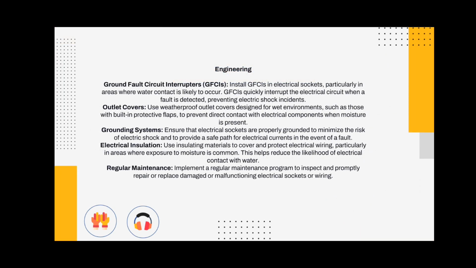On engineering measures, what we can do is a ground fault circuit interrupter (GFCI). Install GFCIs in electrical sockets, particularly in areas where water contact is likely to occur. GFCIs quickly interrupt the electrical circuit when a fault is detected, preventing electrical shock incidents. The second one is outlet covers, the third one is grounding system, and the fourth one is installation. And the last one is regular maintenance, which is to implement a regular maintenance program to inspect and promptly repair or replace any malfunctioning electrical sockets or wiring.